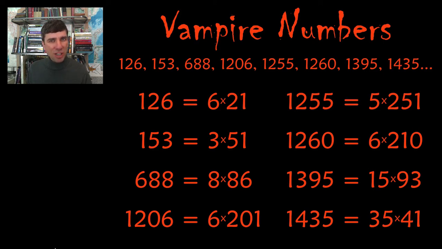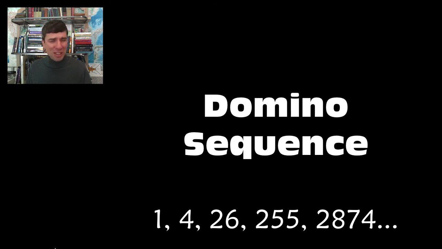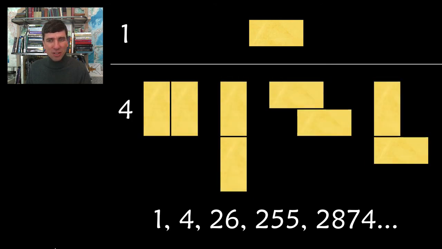The next sequence that we're going to look at is called a domino sequence, and it's made with dominoes, not surprisingly. But can you figure out what the rules are to create it? 1, 4, 26, 255, 2874. Oh, it's overwhelming. Okay, let's just see the first one. Well, there's one domino. Does that help us? Not very much. And this is how the 4 arose. You can see that it looks like we're putting together 2 dominoes in all of the different ways to create 4.